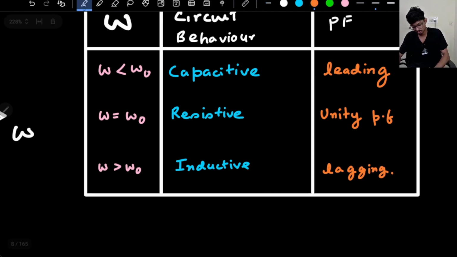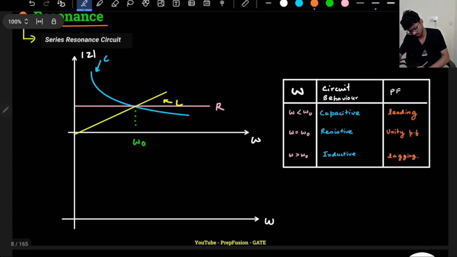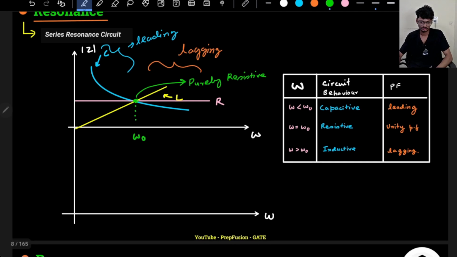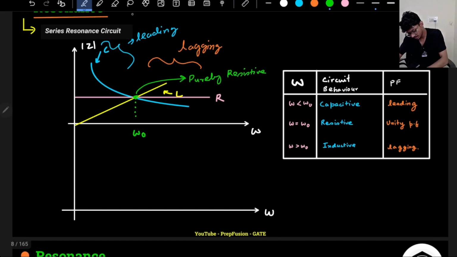Got it? So of course, like this you can understand from here as well. Here in this region it will be lagging, in this region it will be leading, and of course in between it will be purely resistive at this point. Purely resistive. Okay, so ultimately your graph will be somewhat like this.